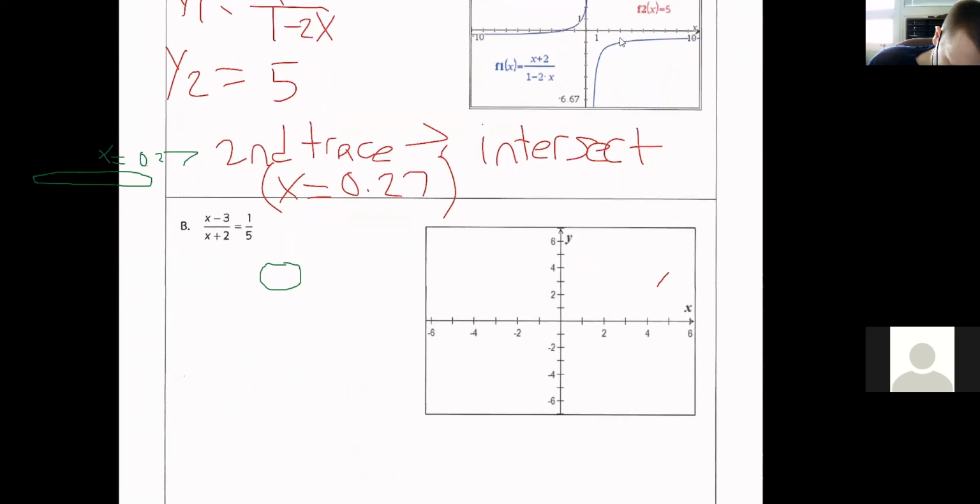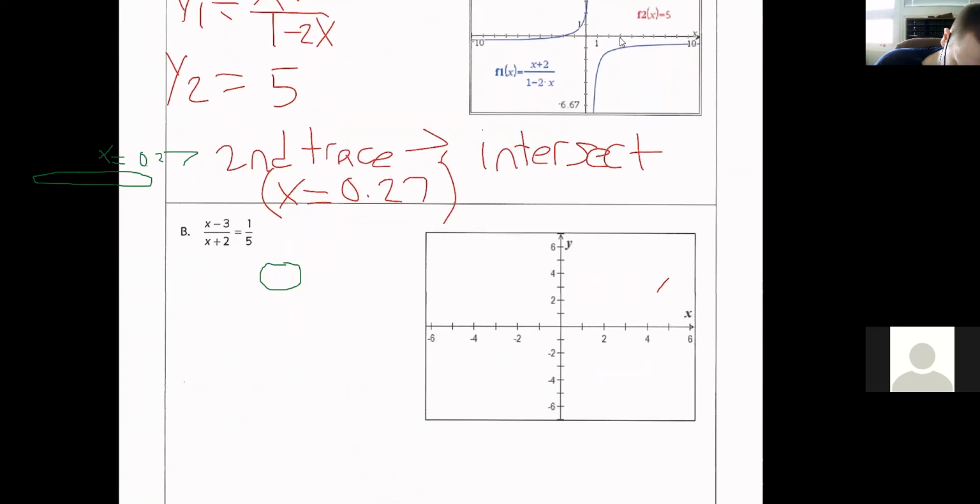Let's just look at one more of these. Like I said, you're going to graph both sides of the equation. You're trying to see where they intersect, because that's where they're equal to each other. If you graph two things and you're trying to figure out when they'll be equal, that's going to be the point where they cross or touch each other.